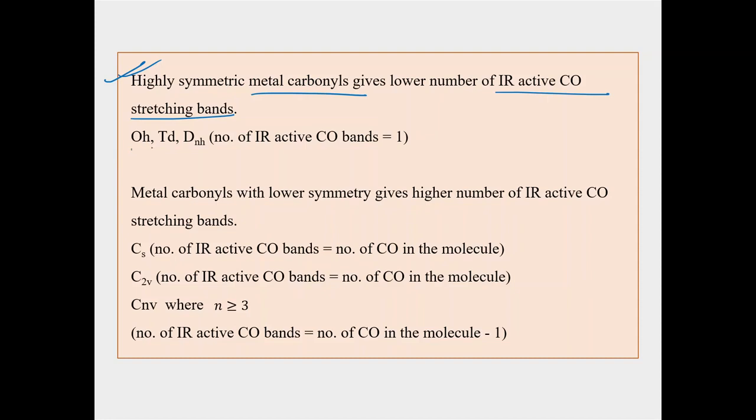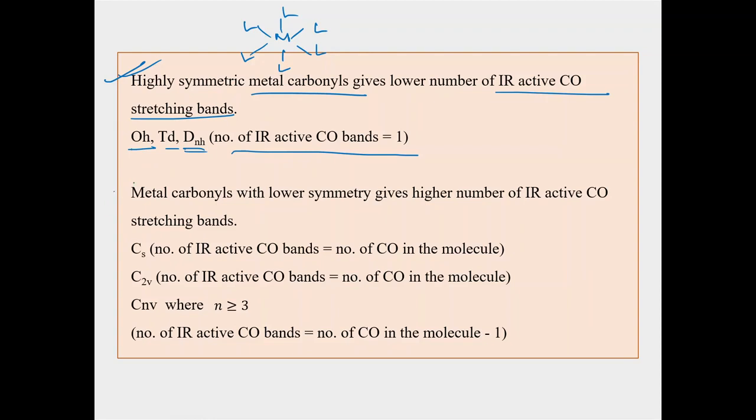We will say octahedral complexes. By octahedral, I mean that all the coordinated ligands are the same. Okay, so this is a highly symmetric complex. If it is octahedral or tetrahedral, where again all the ligands are the same, or D infinity h type of groups, they have a lower number of IR active CO stretching bands. The number of IR active CO bands is 1, mostly for these cases.